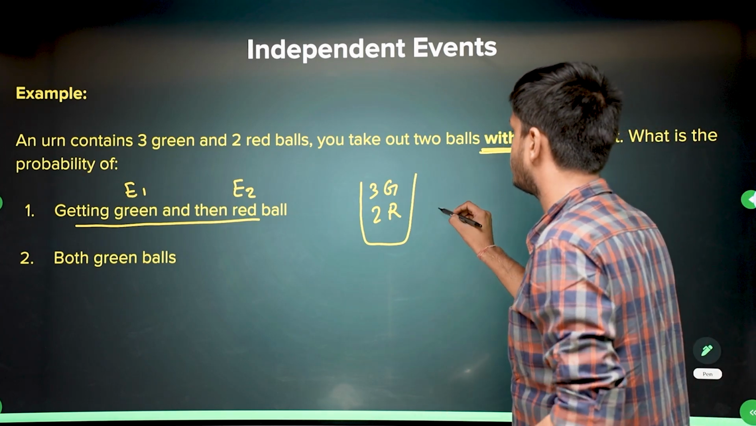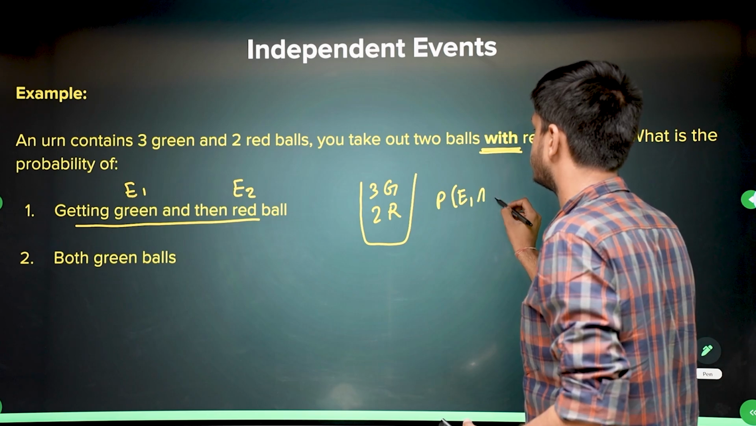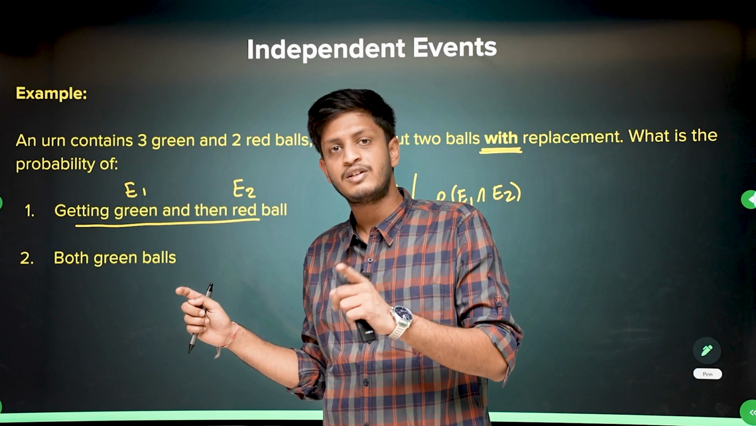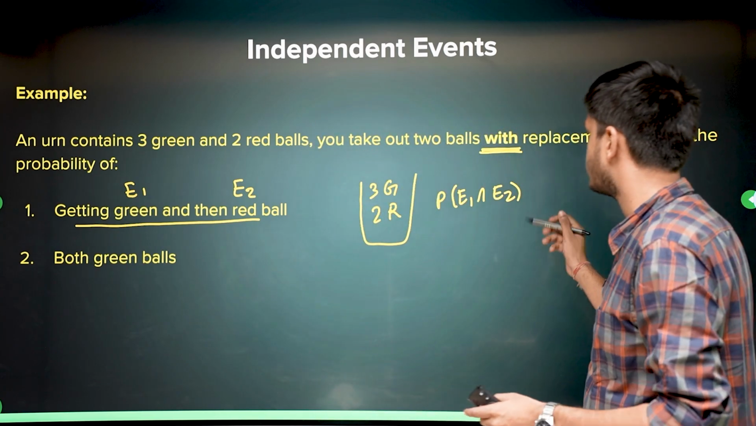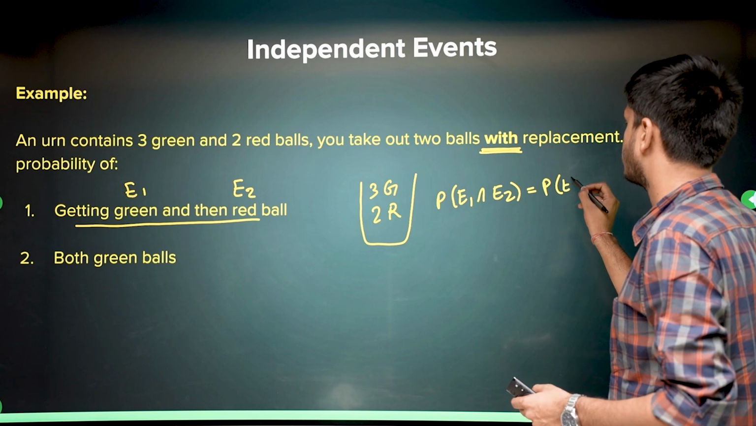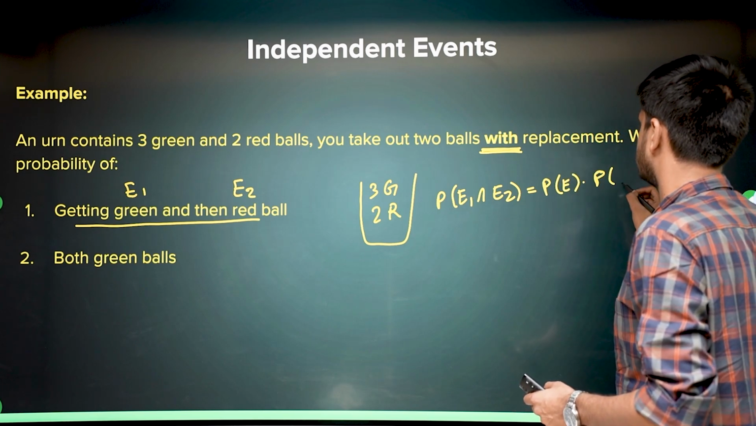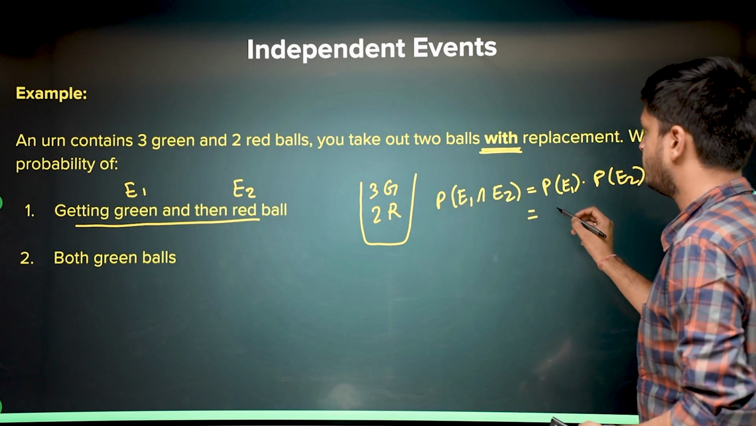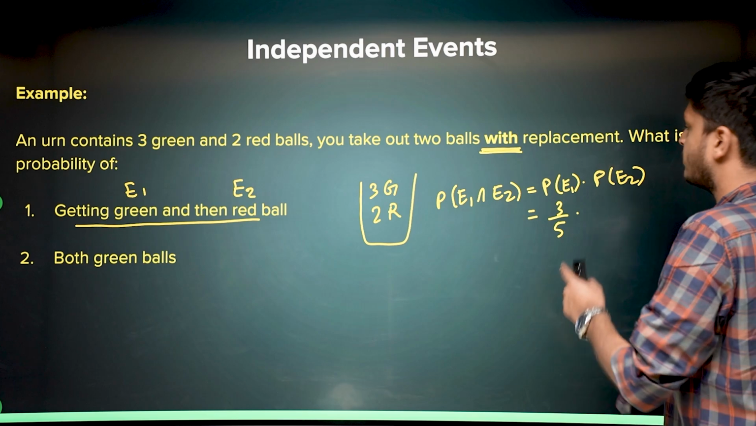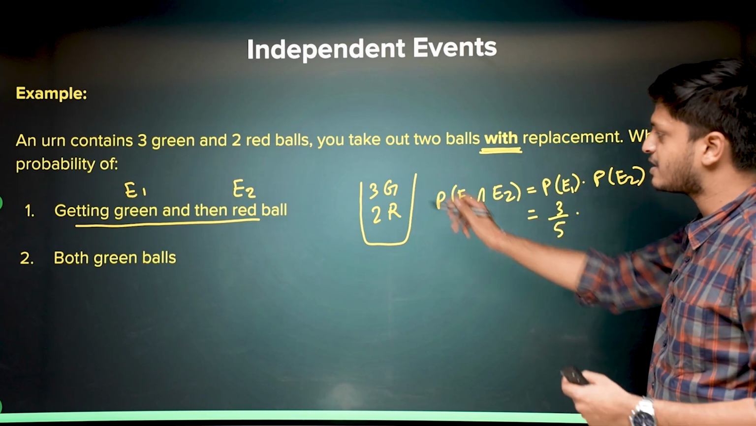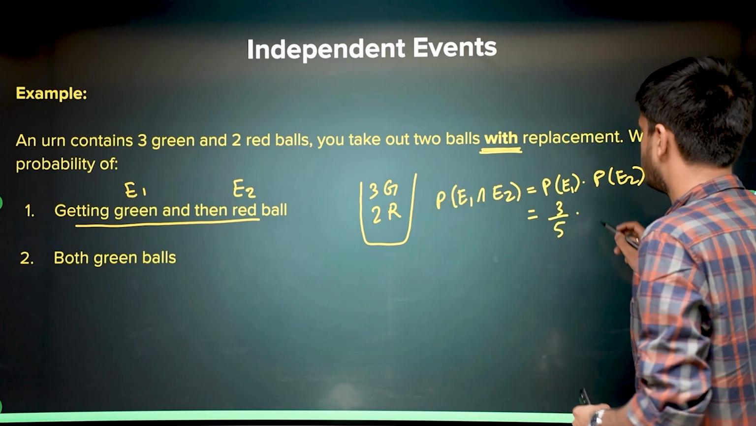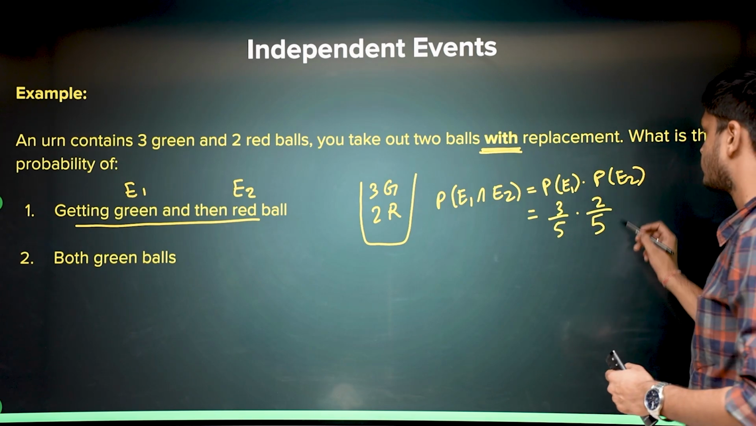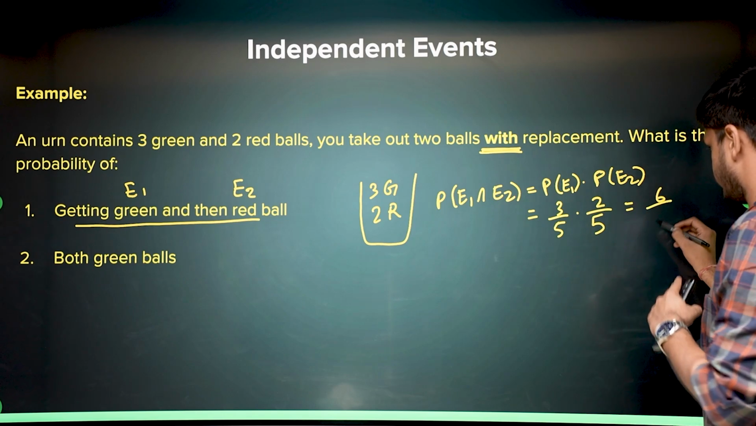So what do you want? You want the probability of E1 intersection E2, right? You want a green ball in the first trial and then a red ball in the second trial. So it will just be the probability of E1 times the probability of E2. What is the probability of getting a green ball in the first trial? It is 3 by 5. What is the probability of getting a red ball in the second trial? Again, the state of the bag remains the same, so it will be 2 by 5. Right? So this becomes 6 by 25.